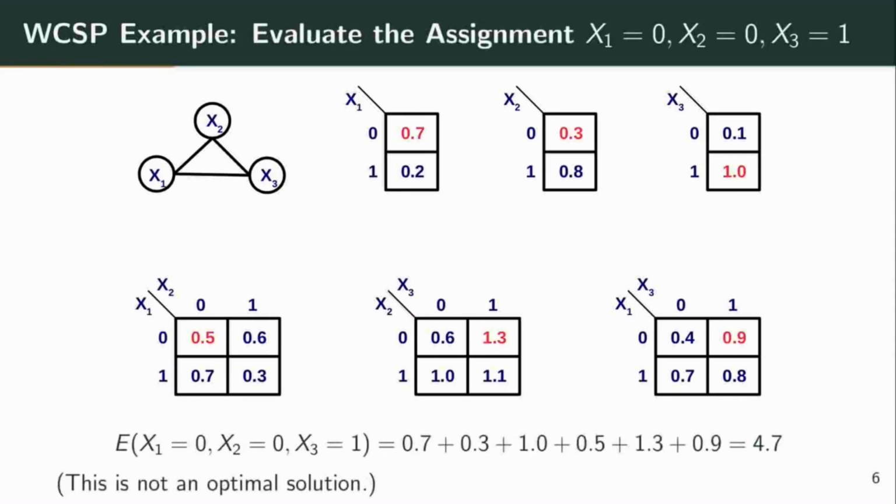So here's an example to evaluate an assignment: x1 equal to 0, x2 equal to 0, and x3 equal to 1. Since x1 equals 0, this constraint takes the weight of 0.7, and since x2 equals 0, this constraint takes the weight of 0.3, and since x3 equals 1, this constraint takes the weight of 1.0. Similarly, for the binary constraints, since x1 equals 0 and x2 equals 0, this constraint takes the weight of 0.5, and since x2 equals 0 and x3 equals 1, this constraint takes the weight of 1.3, and similarly this constraint takes the weight of 0.9. We add up all these weights together, and then we have the total weight for this assignment.